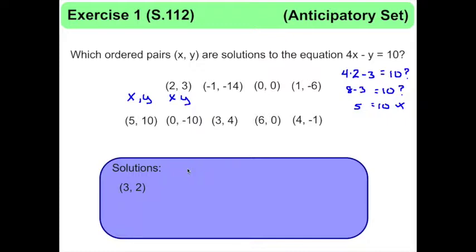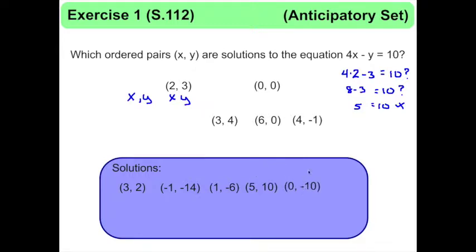So again, we would encourage the students to work through each one, either in pairs or individually, and ultimately the ones that work are the -1, -14, the 1 comma -6, the 5, 10, and the 0, -10. Again, the other ones don't work. For example, if a student thought this one would work, they would come up to the board, they would go in, but it would snap back because it would not be a given solution to this particular equation.